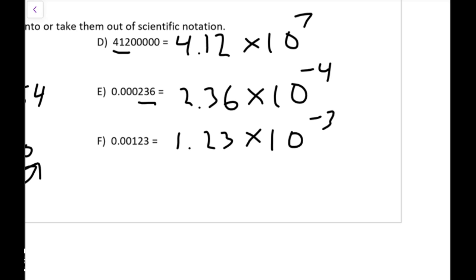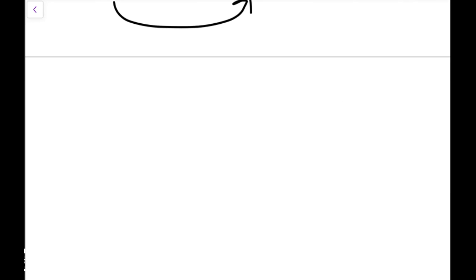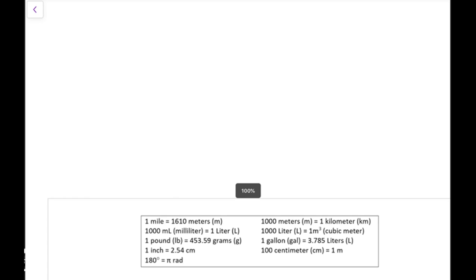All right, on the back of this worksheet, we had a whole bunch of dimensional analysis questions, so I'm going to go through those. On the midterm, you're going to have some stuff on dimensional analysis, unit conversions, stuff like that. So, all right, here we go.